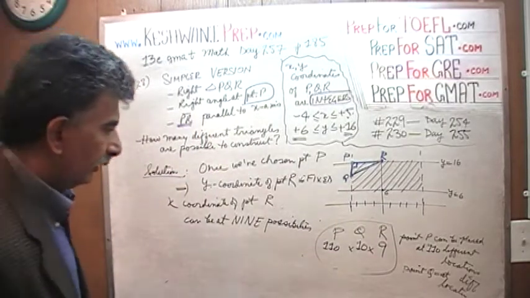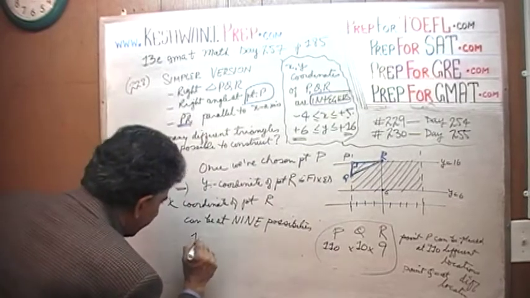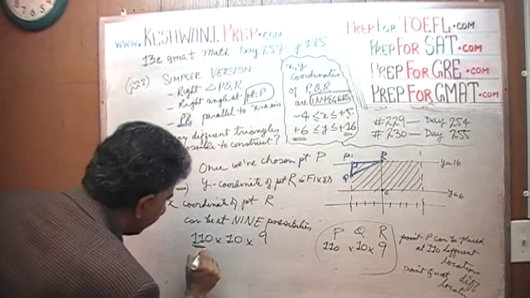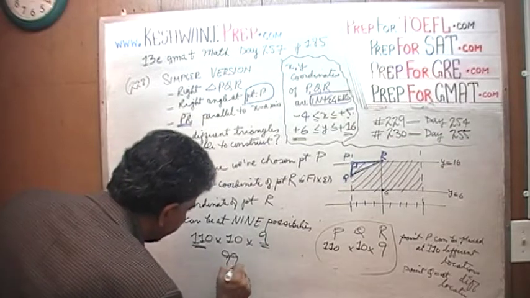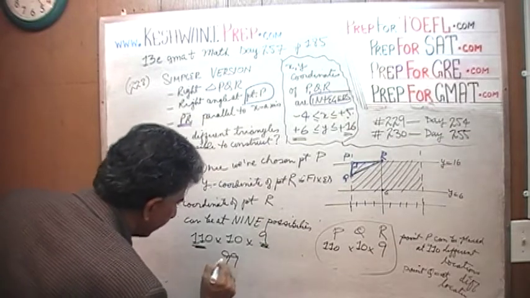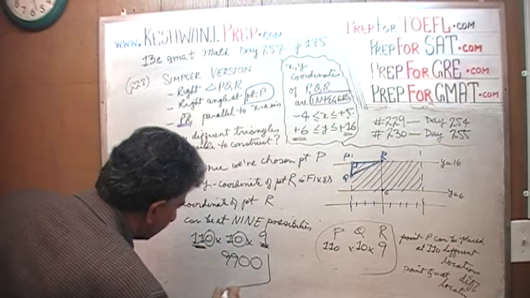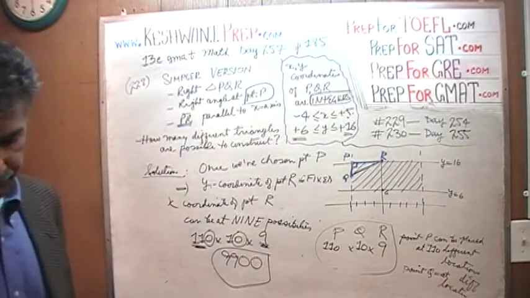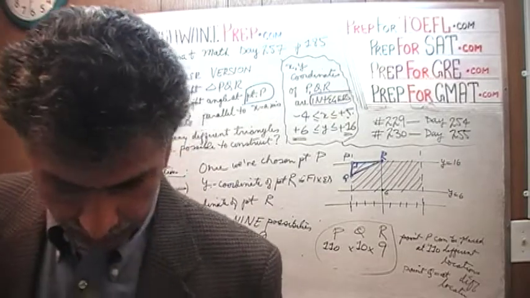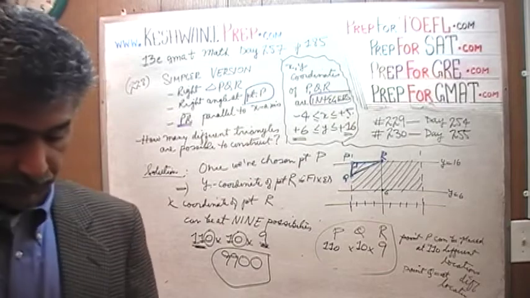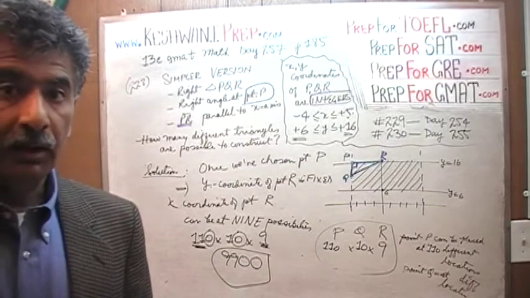Now, 10 times 10 times 9. 11 times 9 is 99, and then we have 2 0s, voila. That is our answer. Apparently, we can have 9,900 different triangles under these constraints.